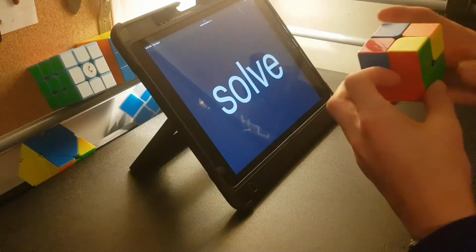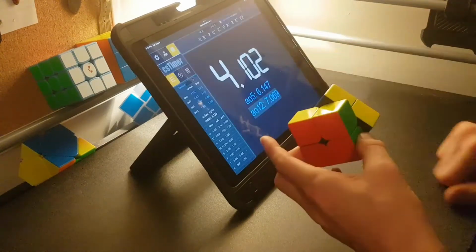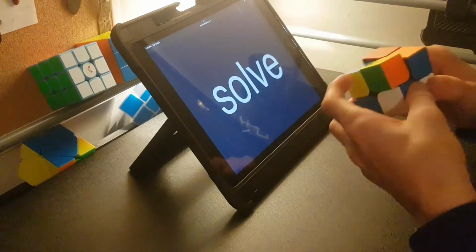But being $11.99 US, this cube is one of the most expensive on the list. But it's worth your while. I would definitely recommend it to you.